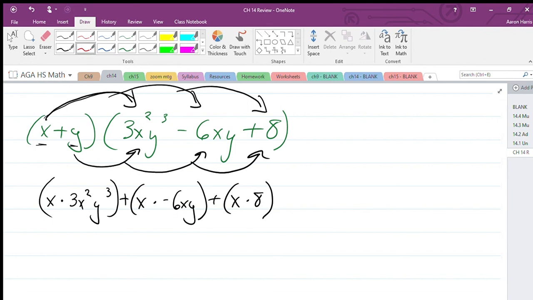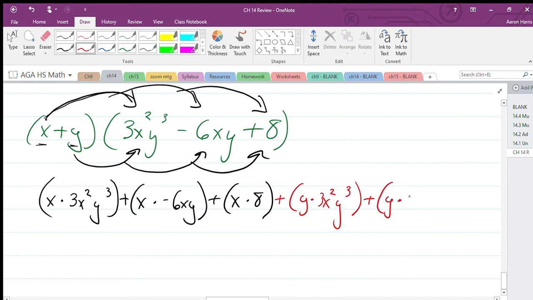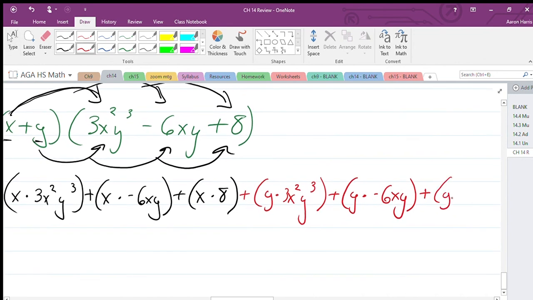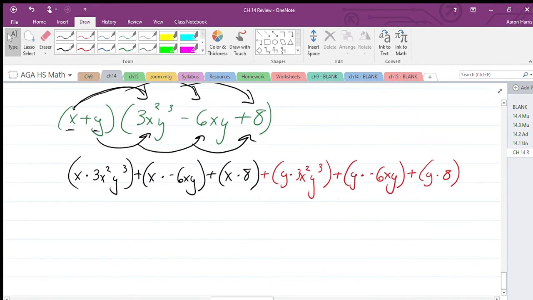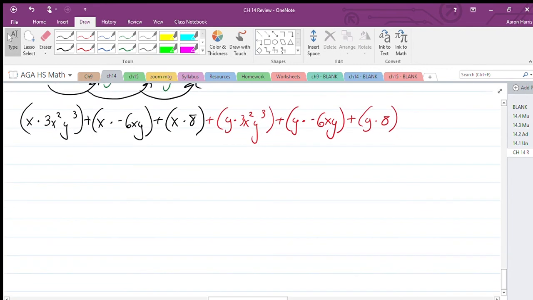Now I do the same thing with the y. Y times what? 3x squared y cubed plus what? Y times what? Negative 6xy plus what? Y times 8. And now all I do is combine these out by multiplying.